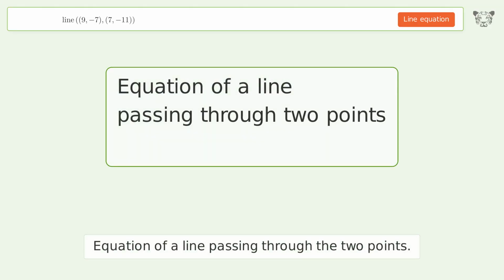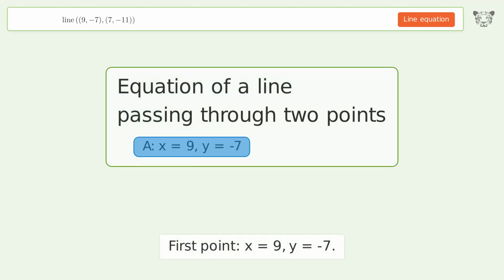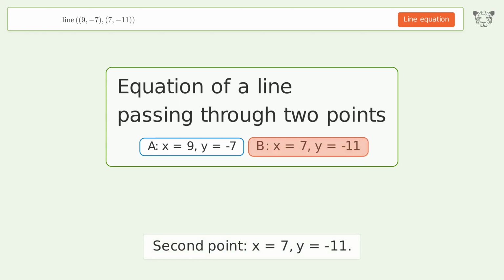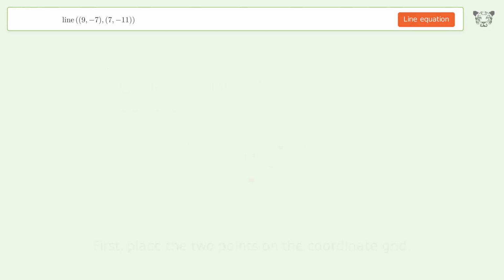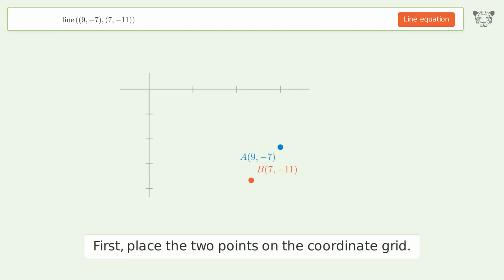Equation of a line passing through 2 points. The first point has x equals 9, and y equals -7. The second point has x equals 7, and y equals -11. First, place the 2 points on the coordinate grid.